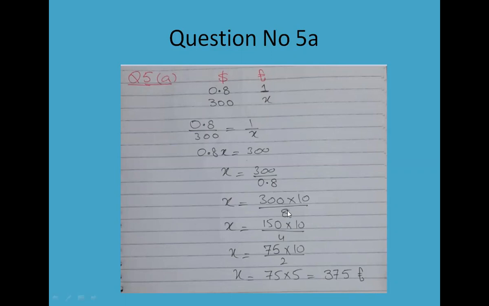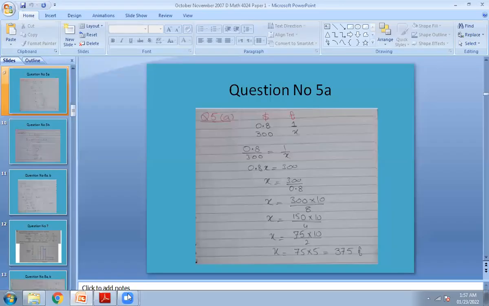So cut it with the 2. You will have 150 times 10 divided by 4. Again, cut it with 2: 75 divided by 2 times 10. So 2 and 10 can be cancelled, and you will have 75 multiplied by 5, and that will be 375 euros. So when he exchanges $300 into euros, he will receive 375 euros. The exchange rate is $0.8 equals 1 euro. Hopefully you understand this A part.